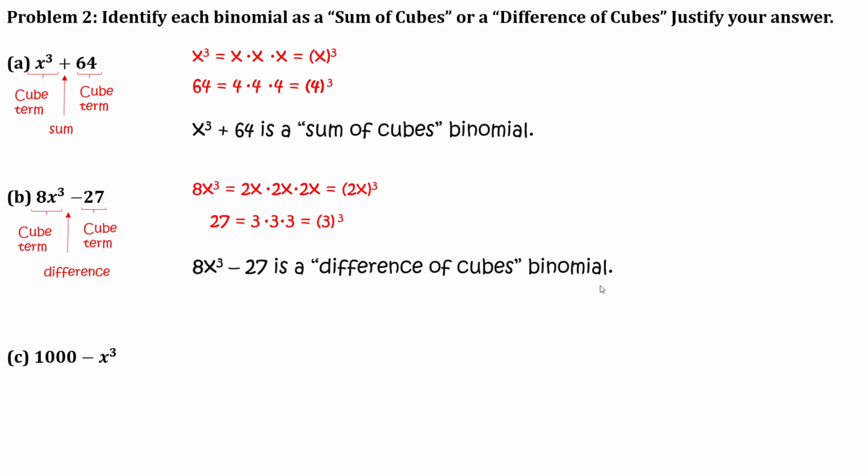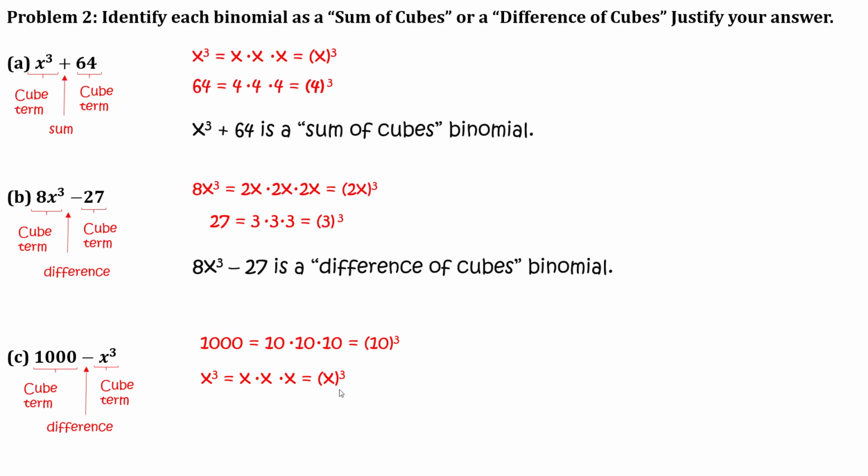Okay. Part C, 1,000 minus x cubed. 1,000 is a cube term because I can write it as 10 times 10 times 10, or 10 cubed. x cubed is a cube term because I can write it as x times x times x, or x cubed. And you're finding the difference of the two terms. So 1,000 minus x cubed is a difference of cubes binomial.